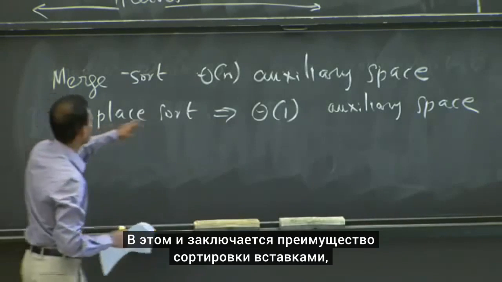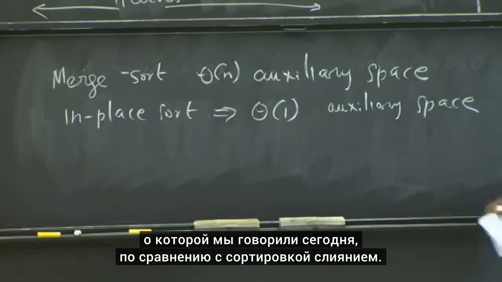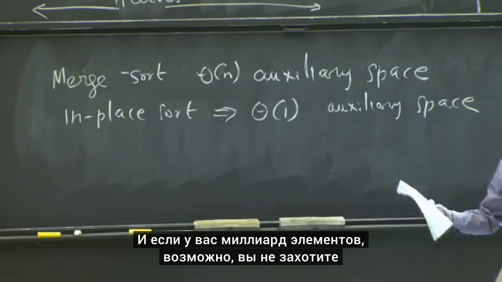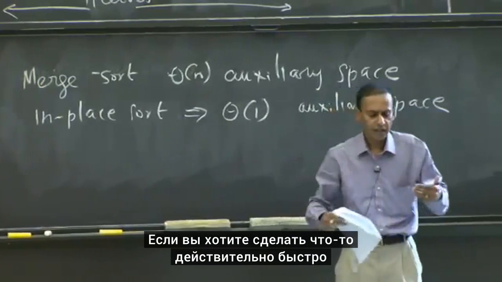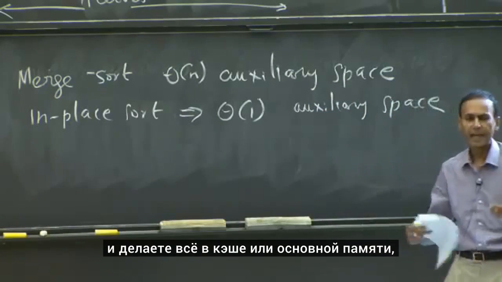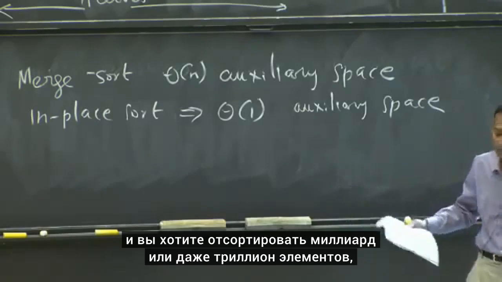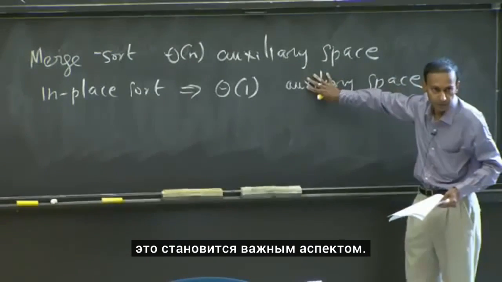So there is an advantage of the version of insertion sort we've talked about today over merge sort. And if you have a billion elements, that's potentially something you don't want to store in memory. If you want to do something really fast and do everything in cache or main memory, and you want to sort billions or maybe even trillions of items, this becomes an important consideration.